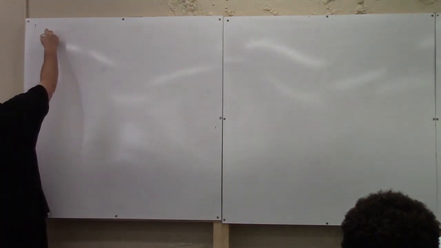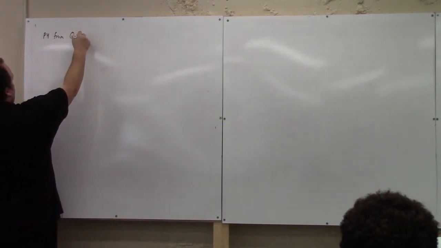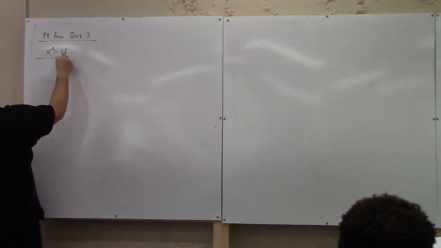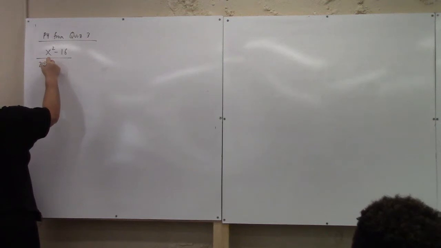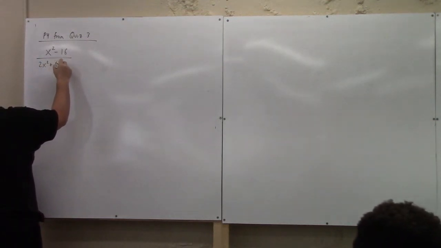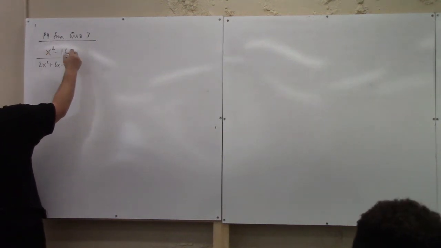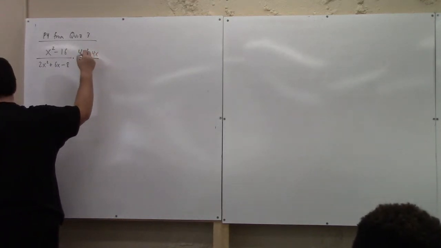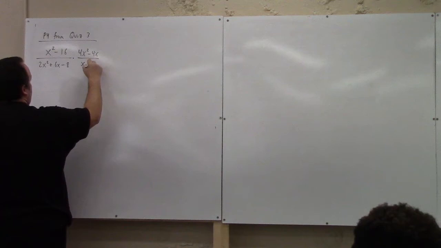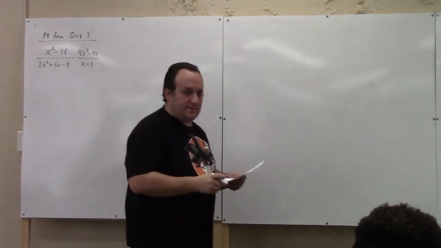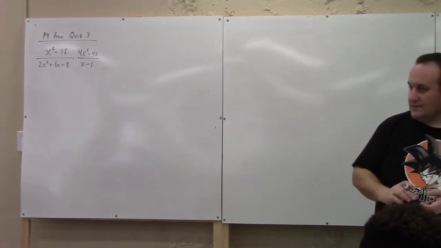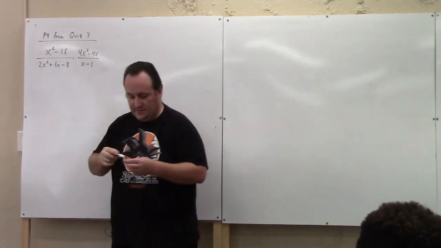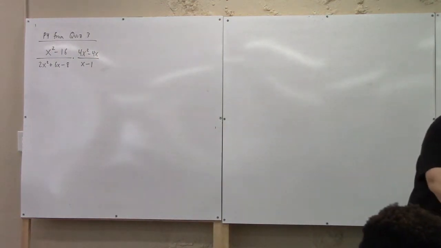So this was problem 4 from quiz 3. The problem as stated was (x squared minus 16) over (2x squared plus 6x minus 8), right? I'm supposed to multiply that by (4x squared minus 4x) divided by (x minus 1), all right? The mistake I made was when I copied the problem down wrong, I neglected the x here. When I neglected that x, it changed the problem a little bit. So let's just go through it with the correct thing.